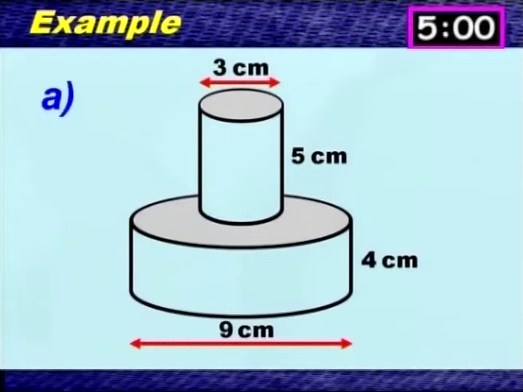In A, you're going to calculate the volume of this compound solid. You have the small cylinder and the big cylinder. So we're going to do it this way. What are we going to do first, receiving students and 80s? We'll calculate the volume of the small cylinder and then the volume of the big cylinder. This group here, I want you to calculate the volume of the small cylinder. And this group here, you calculate the volume of the big cylinder. And then we add the total.